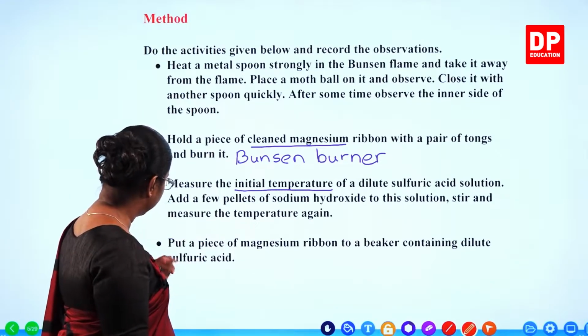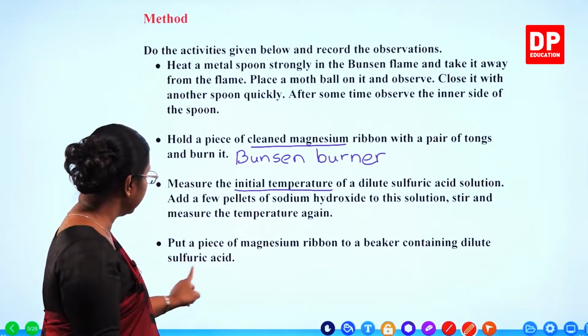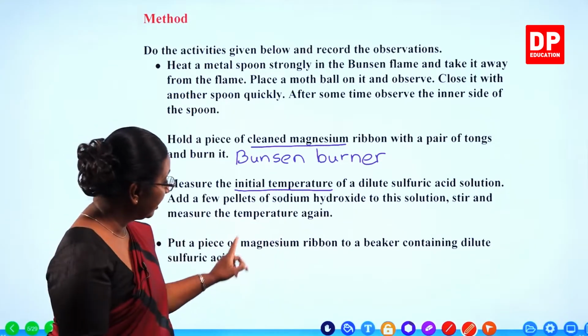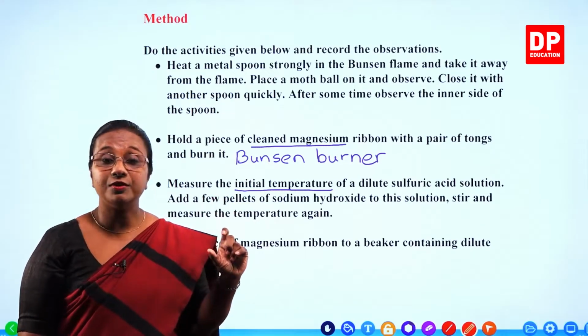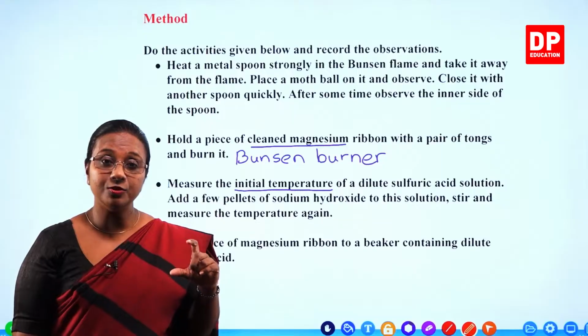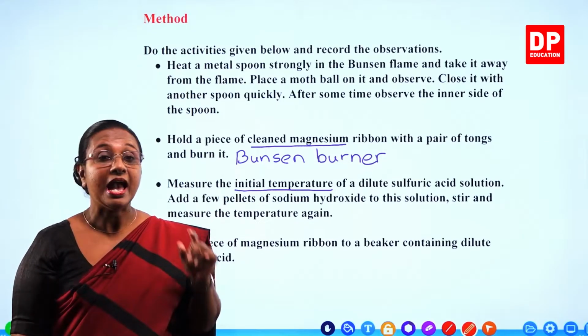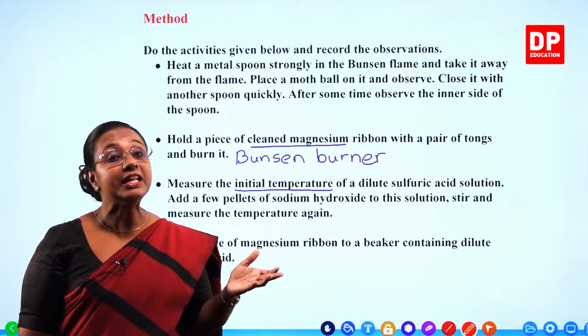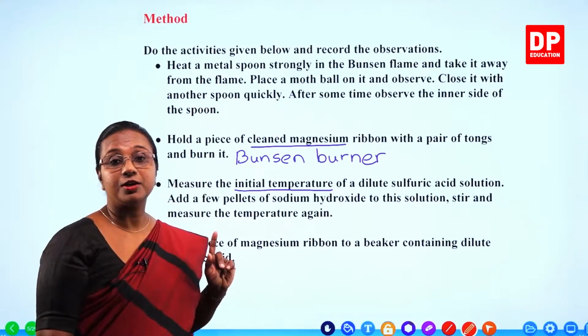And the last one: put a piece of magnesium ribbon into a beaker containing dilute sulfuric acid. It can be a beaker or a test tube. You take dilute sulfuric acid into a beaker or a test tube and then you put a piece of magnesium strip, and that also has to be a clean piece of magnesium strip. That is the last part of the activity.